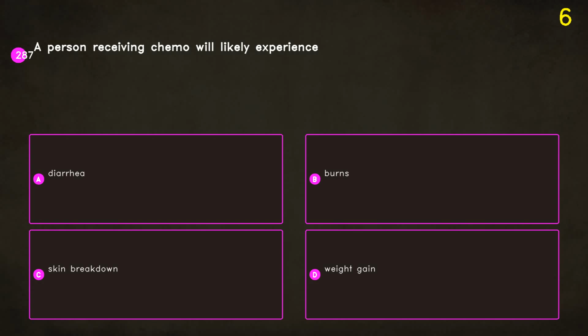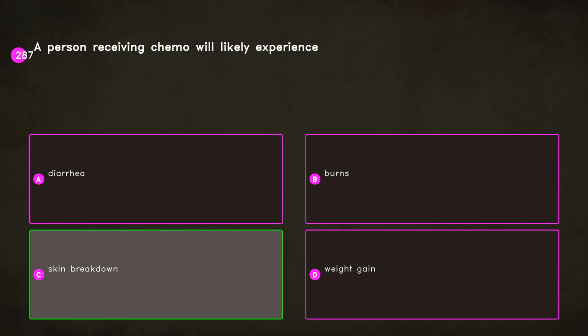Question 287. A person receiving chemo will likely experience A. Diarrhea. B. Burn. C. Skin breakdown. D. Weight gain. The correct answer is skin breakdown.